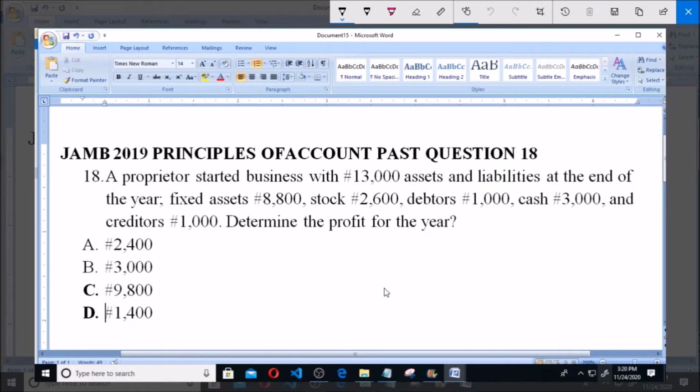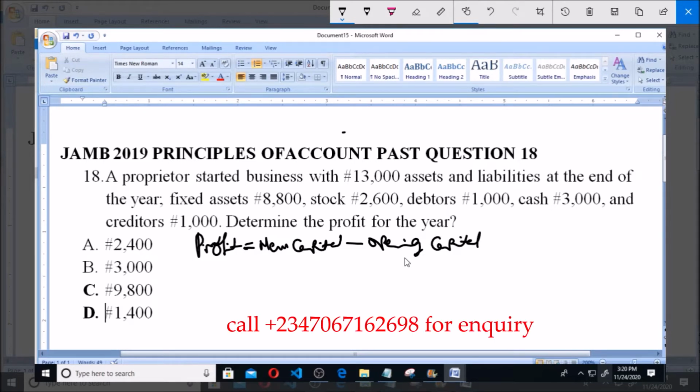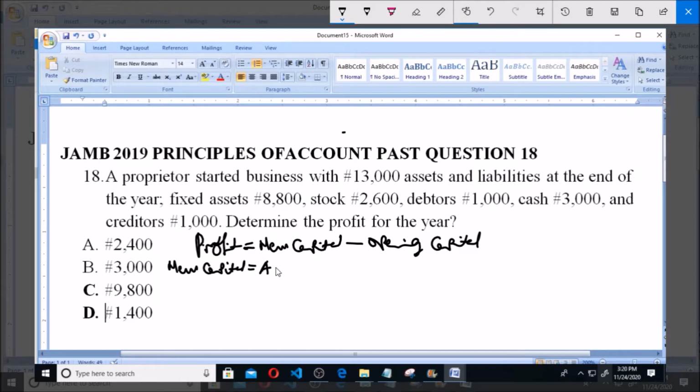Now, to determine our profits is equals to new capital minus opening capital. So our new capital is gotten by assets minus liabilities.